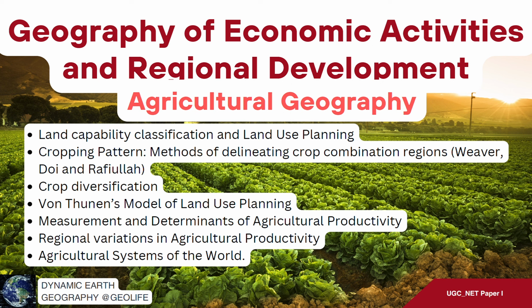And the measurement and the determinants of agriculture productivity, regional variation in agriculture productivity, agriculture systems of world. There are 14 agriculture systems in the world that everyone should know, and we will briefly see them in our following video sessions.